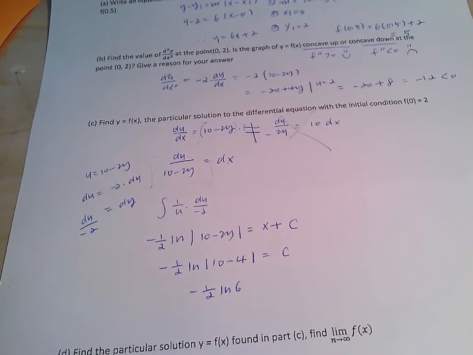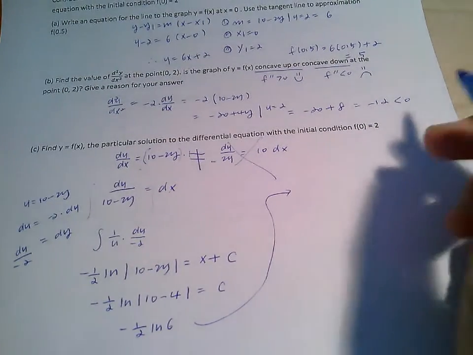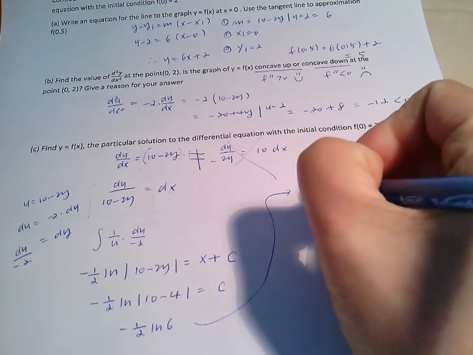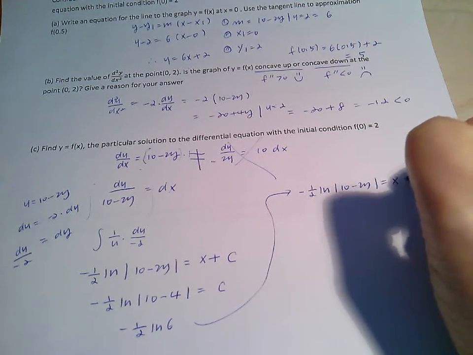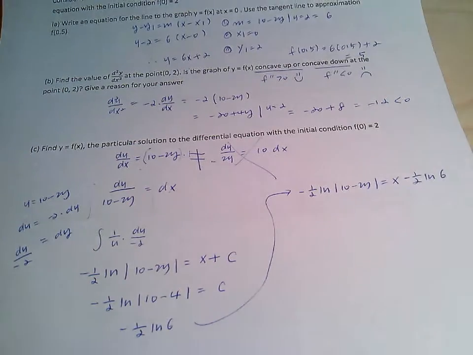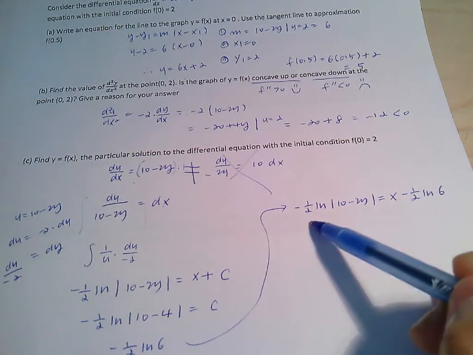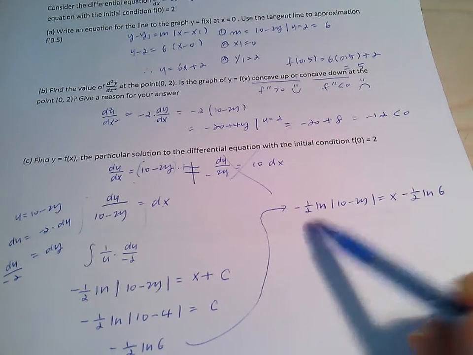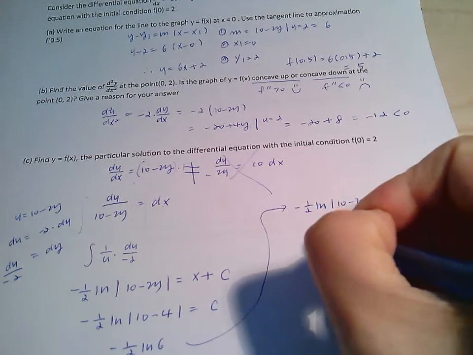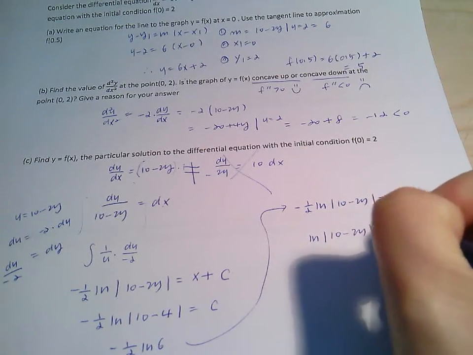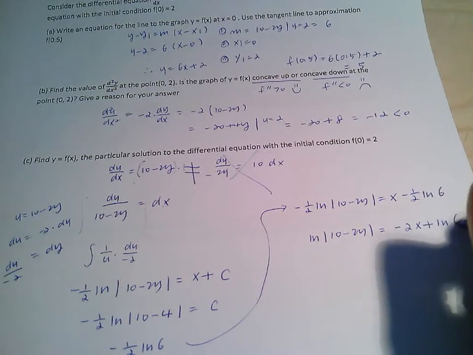So after we find the c, what we've got to do is plug it back in. So negative 1/2 ln of absolute value of 10 minus 2y equals x minus 1/2 ln of 6. Okay, before we raise to e, I just want to multiply everything by negative 2 to get rid of the coefficient. So ln of absolute value of 10 minus 2y equals negative 2x plus, isn't it, ln of 6? Everybody's okay?